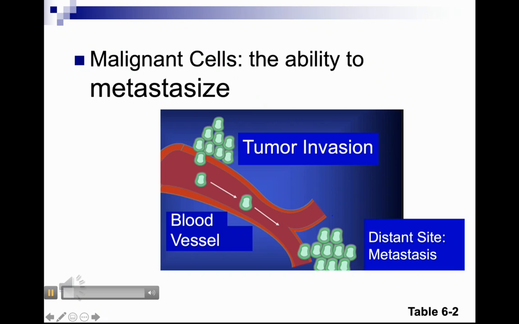Unlike benign tumors, malignant cells have the ability to metastasize. The tumor cells can invade the blood vessels and travel to a distant site where a secondary tumor begins to grow.